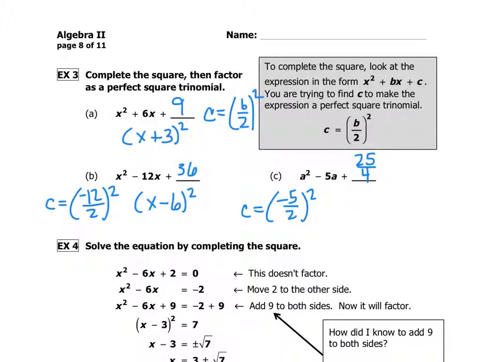And you might be wondering how I'm going to factor this as a perfect square trinomial. Remember, this is going to start with a, but what goes here is going to be the square root of this. And the square root of this is 5 over 2. I just look over here for my minus sign, and I have (a minus 5 over 2) quantity squared.